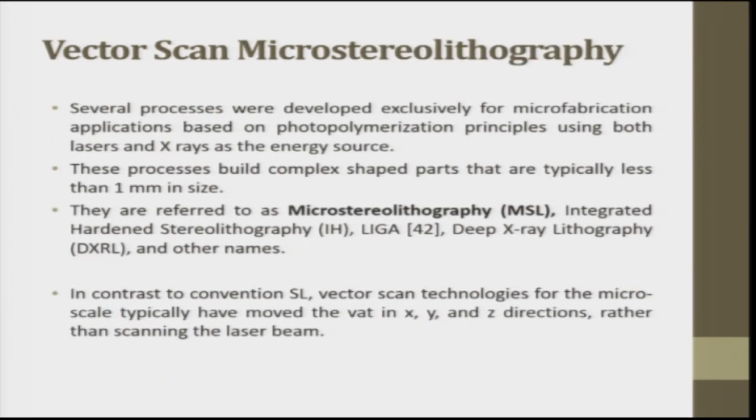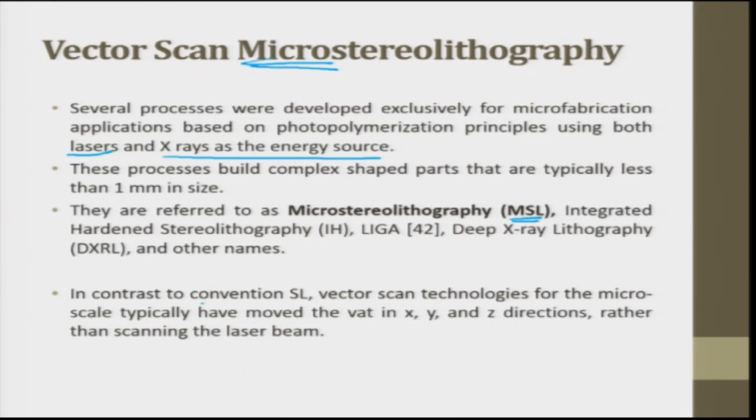Vector scan microstereolithography is an advancement. The difference between stereolithography and microstereolithography is the word micro, where the dimensions of the part being developed are very small. Several processes were developed exclusively for microfabrication applications based on the photopolymerization principle, using laser and X-ray as an energy source. These processes build complex shaped parts that are typically less than 1 millimeter in size. They are referred to as microstereolithography, MSL, integrated hardened stereolithography, or deep X-ray lithography, and other names.